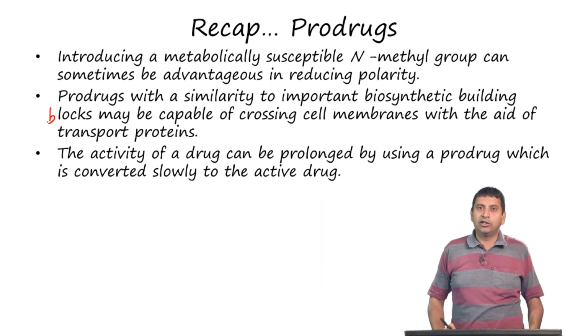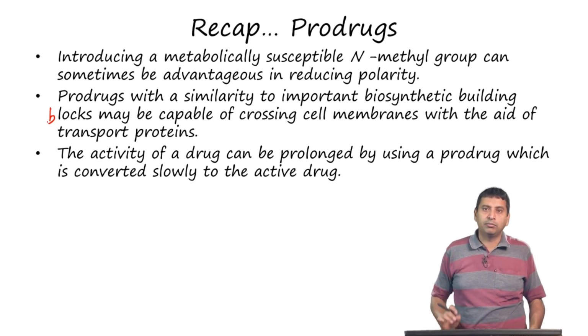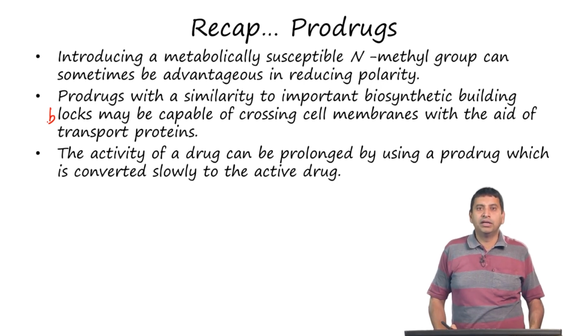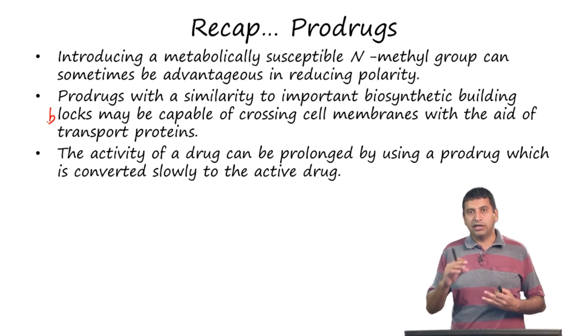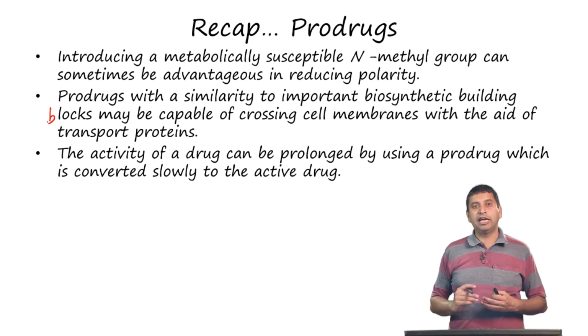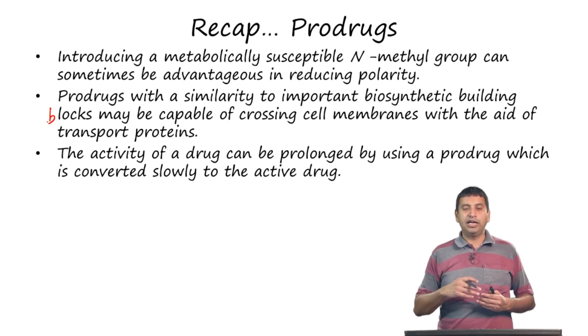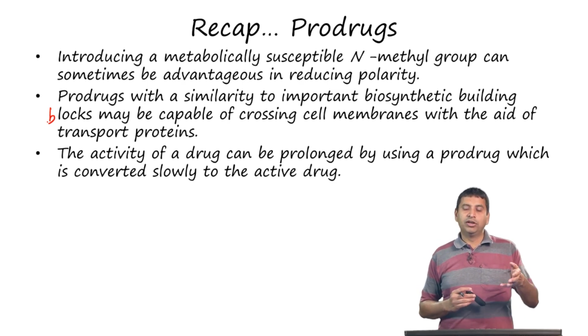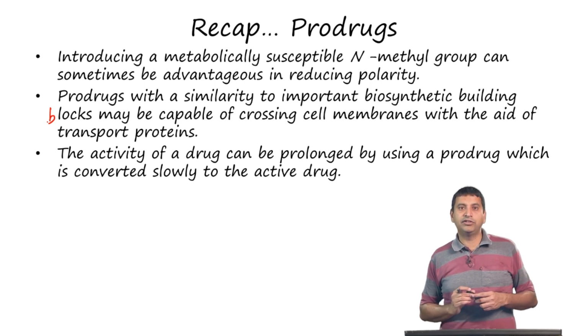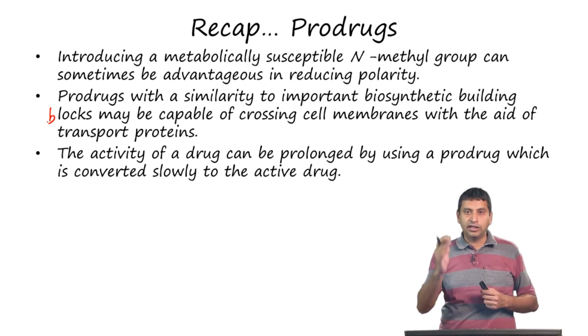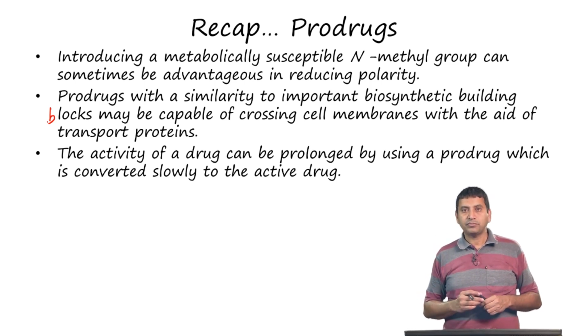One can also think about making a prodrug of an amine by converting it to an N-methyl group, and these N-methyl groups are metabolically susceptible, and they can get converted back to the amine by demethylation. Prodrugs with a similarity to important biosynthetic building blocks may be capable of crossing membranes with the aid of transport proteins. So, here we have seen that if you design the molecule such that it can access these transport proteins, then it may be able to get across.